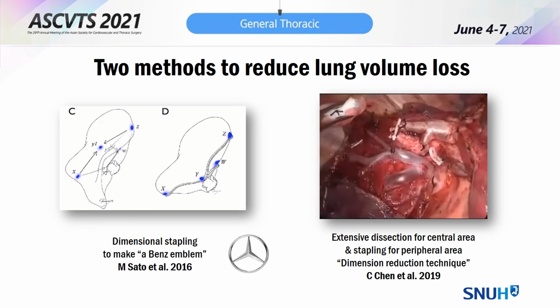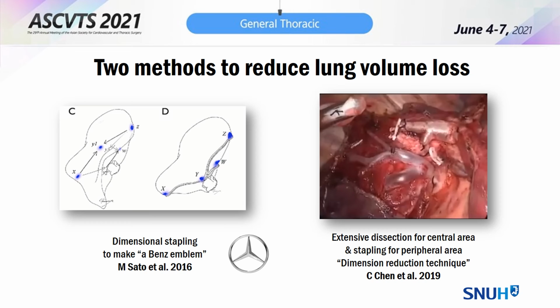However, the stapler induces lung volume loss, and it is necessary to modify the stapling method to maintain lung volume. The first one is dimensional stapling: not making the staple line unidirectional, but bidirectional or tridirectional, and then we can reduce the lung volume loss. It is a so-called Benz emblem, like the 3-star Benz emblem of the car maker.